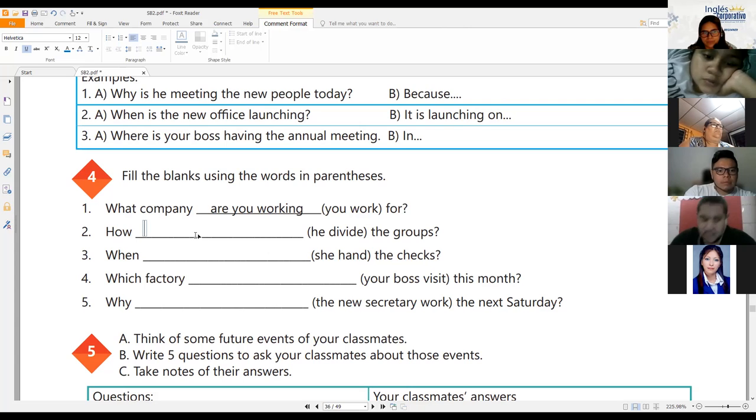Teacher, what is the meaning of hand in this sentence? The number three. Como entregar. Oh, okay. Entregar. Thank you. Ahí depende el contexto, porque por ejemplo, hand puede también significar si usted le dice a alguien, "Can you give me a hand?" Me puedes ayudar, right? Como cuando nosotros decimos en español, me echas una mano. Pero en este caso es handing the checks, es como entregarlos.